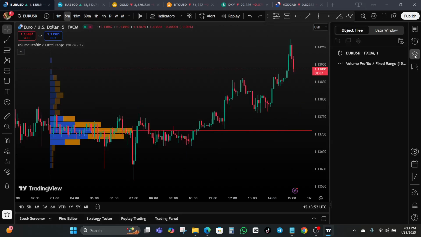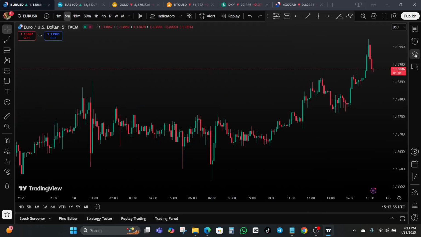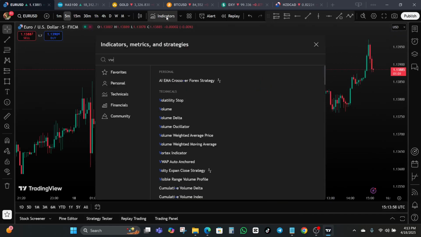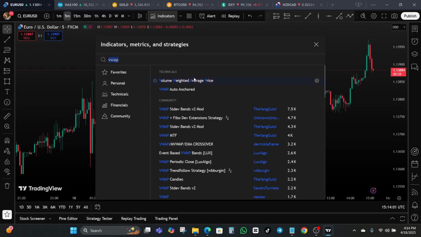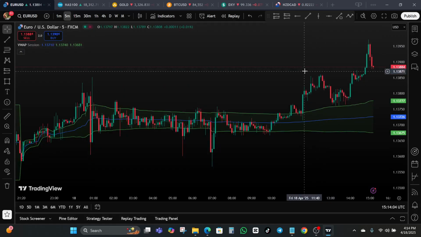Now, the next indicator we're going to be looking at is the volume weighted average price, the VWAP indicator. Now the VWAP is a day trader's anchor. It shows the average price weighted by volume and resets daily. Institutions use the VWAP levels for execution, and price often respects it as dynamic support or resistance throughout the trading day. So you can combine the VWAP with market structure or supply and demand zones for extra confirmation.